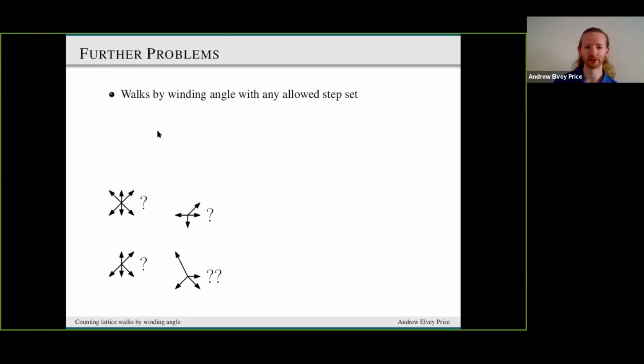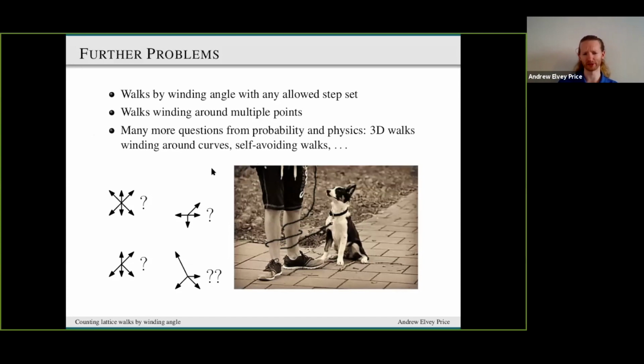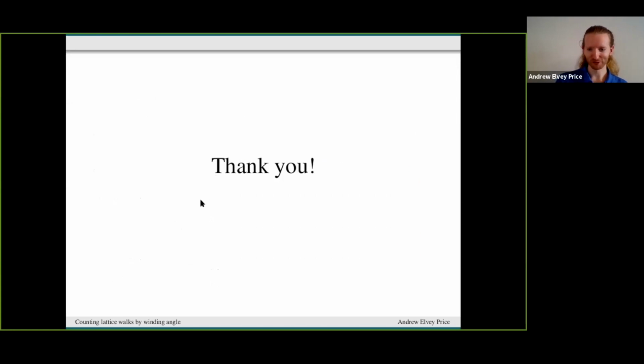Okay, so finally, just some further problems. It would be nice to count walks by winding angle with any allowed step set. It would be nice to be able to count walks by winding angle potentially around multiple points. And there are many more questions that have been addressed in probability and physics literature that would be nice to solve exactly. Okay, so thank you.